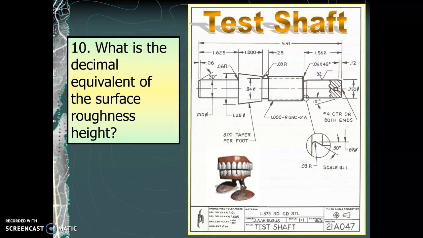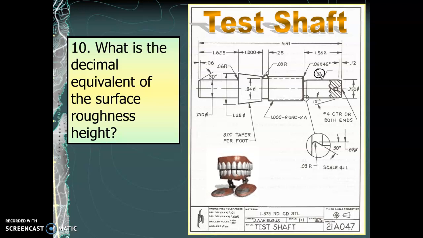Okay, what is the decimal equivalent of the surface roughness height? So this has been coming up in the past couple chapters of Blueprint Reading since it was introduced. This particular part of the test shaft is turned on a lathe, and we need to get it pretty smooth. In fact, we've got this finish symbol, this checkmark symbol, indicating that it's been finished, and we have this number 32, indicating the allowable surface roughness height.